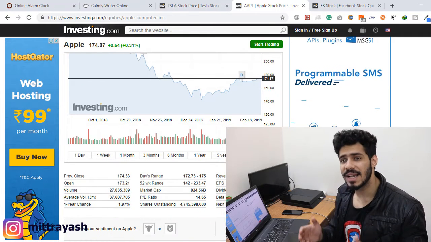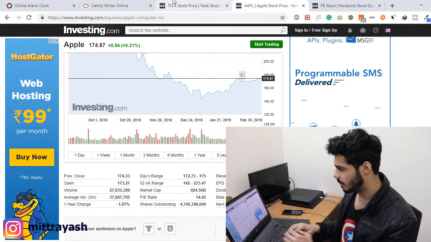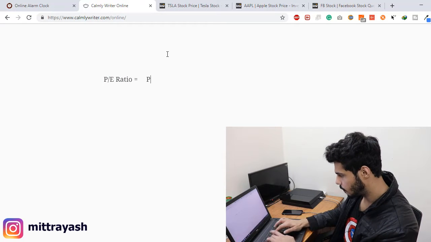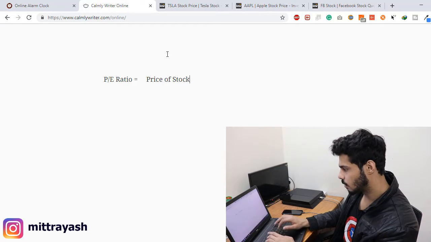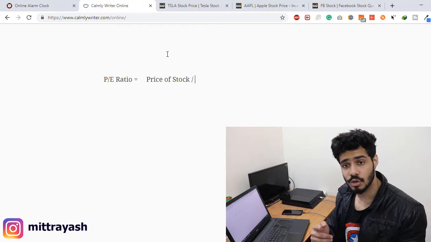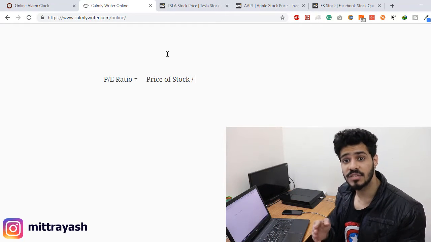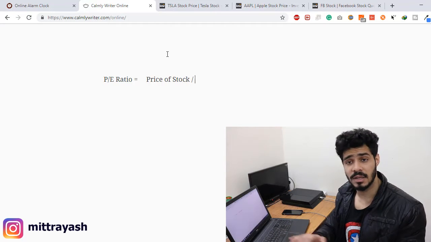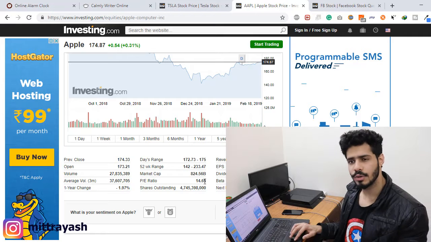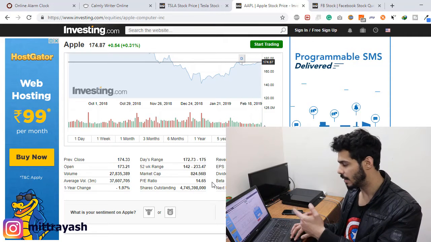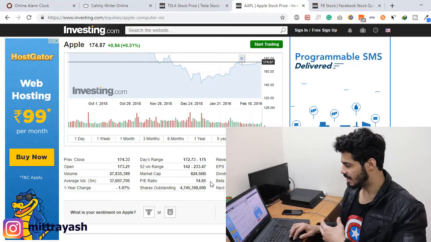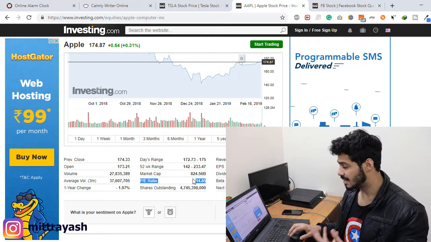Now, PE ratio is the price to earnings ratio. All right, let me just write that down. PE ratio is, let's write it over here, the price of stock. This is the current price of the stock, which keeps on changing every single day. So the PE ratio also changes every single day. That's what you have to keep in mind. Everything changes over here. Right now the PE ratio is 14.65. I want you to go and check on your laptop whenever you watch this video. One day later, two days later, it's going to change. It's not going to be constant.